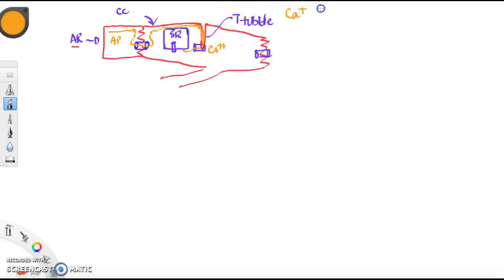So calcium floods into the ICF from the ECF, from the extracellular fluid, and then it opens channels on the sarcoplasmic reticulum, which also allow calcium out into the intracellular fluid. So we're getting calcium from two places, from the outside of the cell and from the inside of the cell, into the contractile cell.